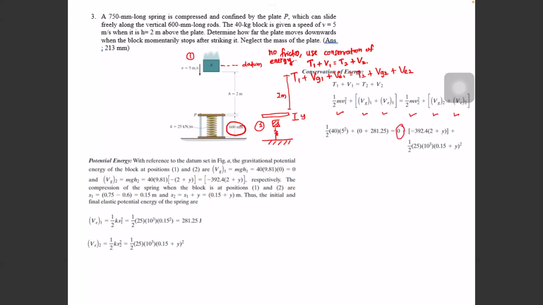But they said how far the plate moves when the block stops. So when the block stops, velocity is 0. So you have T2 equals 0. So you plug in everything in these equations, and you will get a quadratic equation with y squared in there. Solving for the roots, you will get two answers, one positive and one negative. So you take the positive one, which is y equals 213 mm. This slide I will give to you later in the unit.